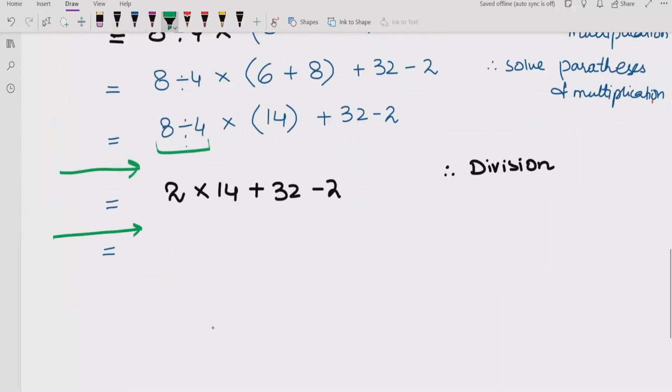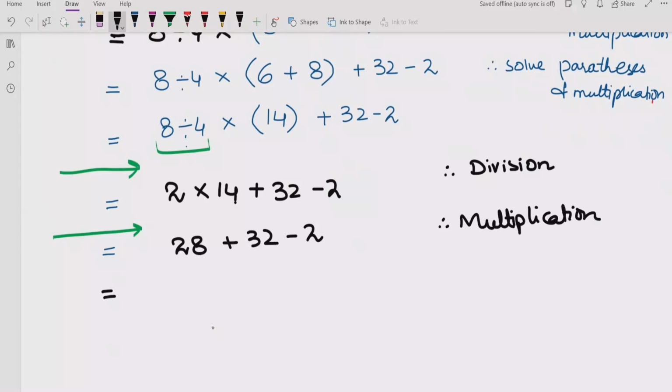Again, we will go left to right and see this part. So 14 twos are 28, plus 32 minus 2. Here we solve the multiplication sign. And now we will solve it. This one is 60. 8 and 2 is 10, 1 is carry, and now 2 plus 1 carry is 3, and 3 plus 6, minus 2.